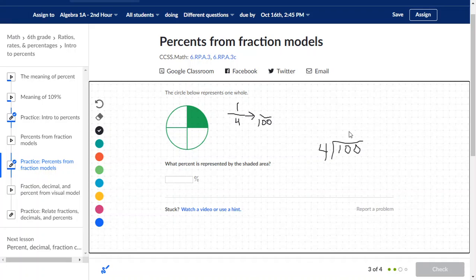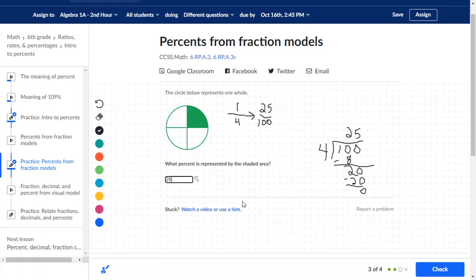So 4 goes into 10 twice. 2 times 4 is 8. We can carry down the 0. And now 4 goes into 20 5 times. And then 5 times 4 is 20. So we're going to have a remainder of 0. So that means that we need to multiply by 25. And our percentage is 25%.